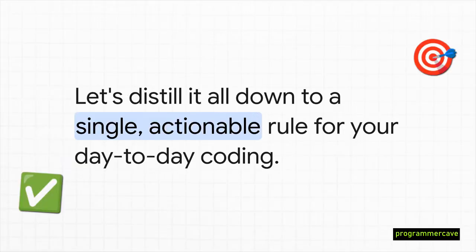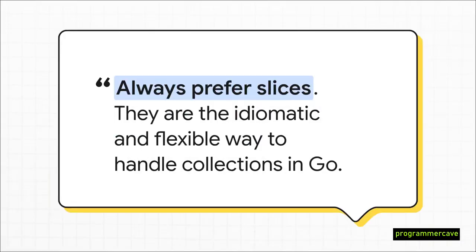Whew, we have covered a lot of ground here, from memory models to performance gotchas. So let's just boil it all down to one simple, actionable rule you can use in your day-to-day coding. The rule is just this. Always prefer slices. It's the standard, idiomatic way to do things in Go. The entire language is designed around them. They're flexible, they're efficient to pass around, and all the standard libraries expect them.